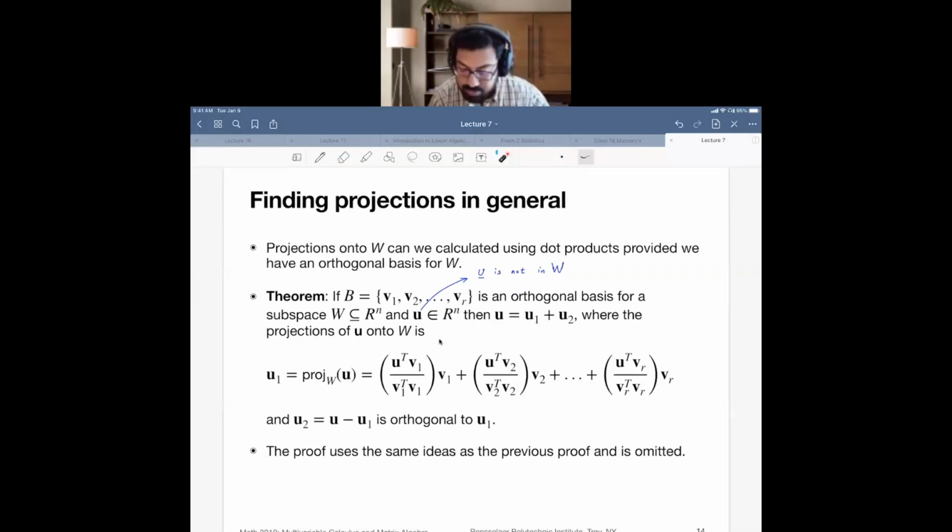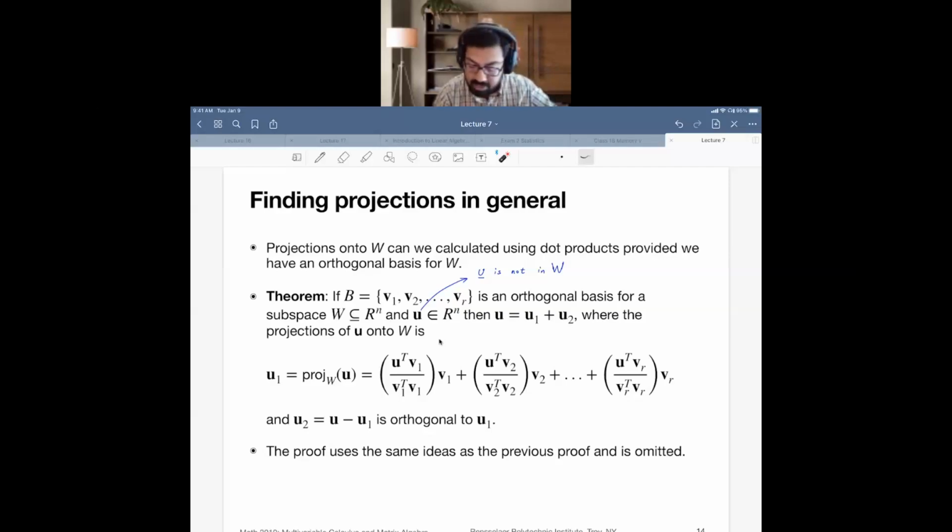Then what you can do is you express U as U1 plus U2. We use W1 plus W2. You can express that as U1 plus U2, where U1 is the projection of U onto the subspace W. You are finding that out by simply projecting U onto V1, and you're dividing by the norm so that you get an orthonormal vector for V1 there, and you multiply by V1. Similarly, project U on V2 and the norm. Project U on Vr and the norm. So U1, which is essentially your projection onto W, is W1 in our previous example.